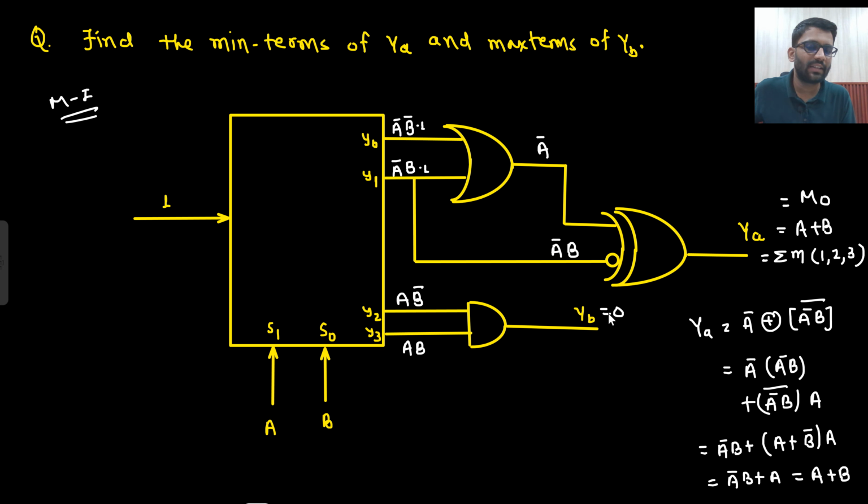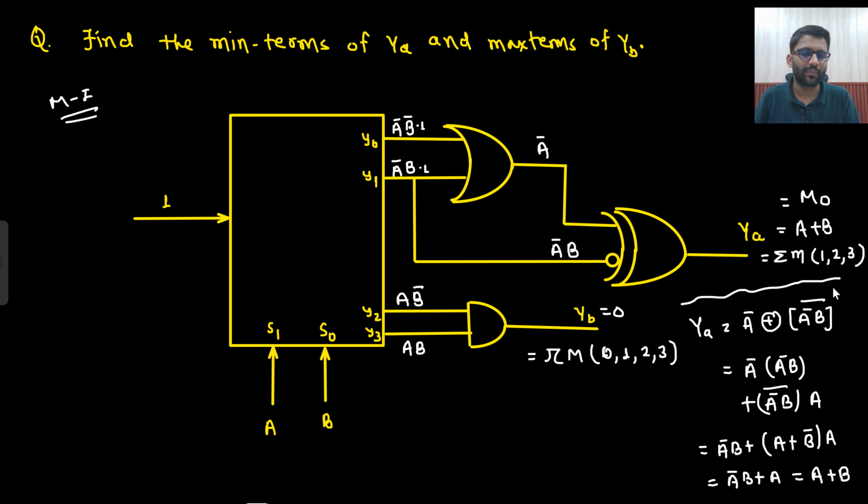If the answer is 0, what are the minterms? No minterms are there, because the answer is always 0. They are asking for the maxterms of YB. Because the output is always 0, all will be the maxterms, that is 0, 1, 2, 3. So all will be the maxterms. No minterms are there. So this is the output.